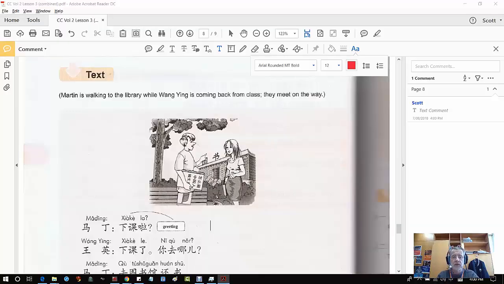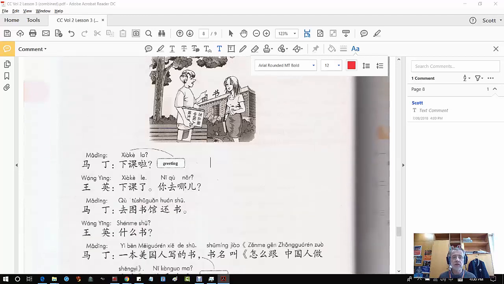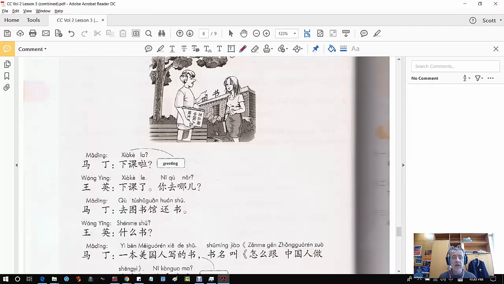This is Contemporary Chinese, Volume 2, Lesson 3, Dialogue 2. In this dialogue we have Martin and Wang Ying, who are classmates, and they meet in the schoolyard or the university campus yard. Martin says to Wang Ying, 下课啦, 下课啦. And as it says there, that's a greeting. And we talked about alternative greetings in the lecture today.